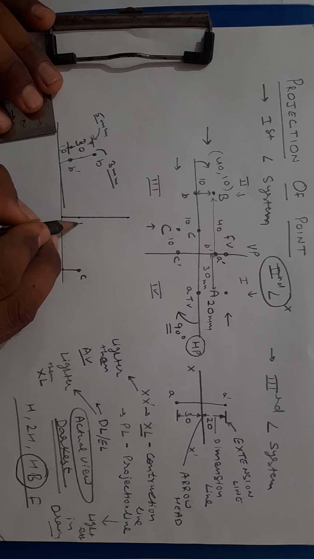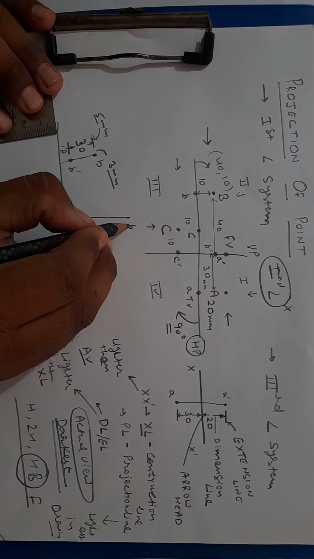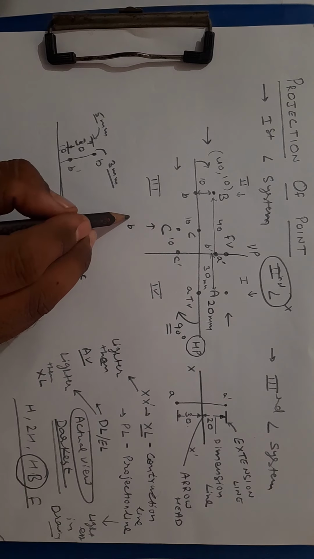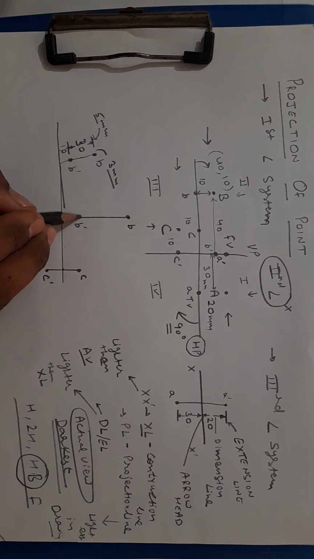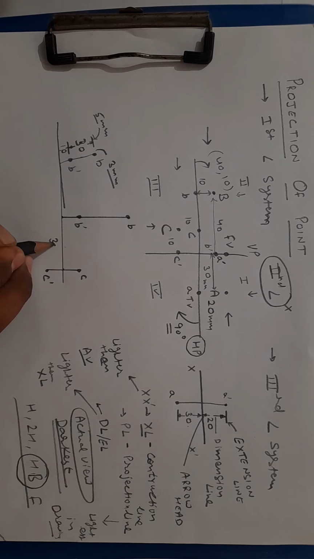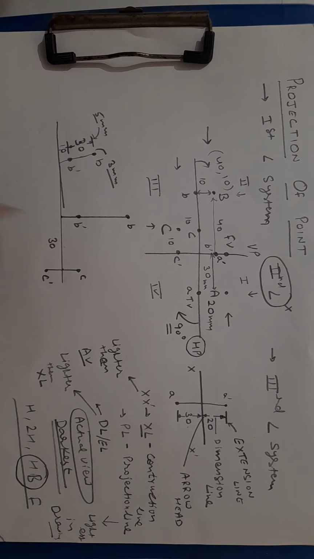Keep in mind, when we are applying on the projection, then the alphabet will be smaller. If the point is given as A, then the projection will be small a dash and a. If the point is B, then b dash and b in the lower case. Here c dash and c in the lower case. This distance needs to be defined over here.